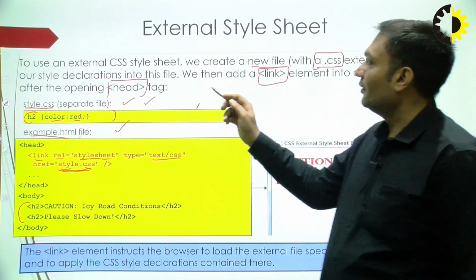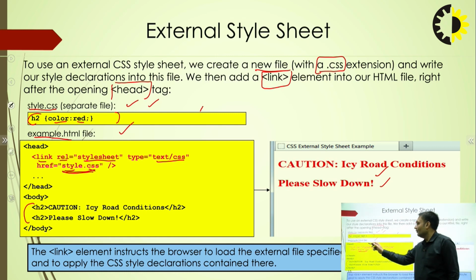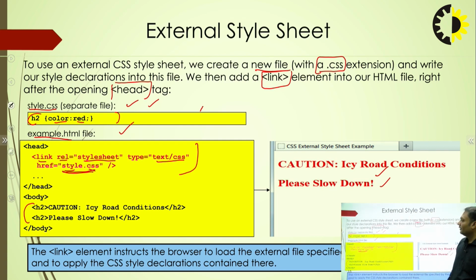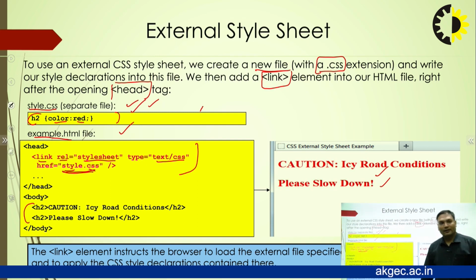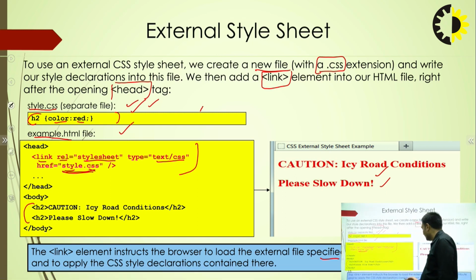Now, the advantage of this external CSS, external style file, is that if we want to change a different HTML page as well, then we can apply all the CSS rules that are written inside this style.css. We will just add this code inside the other HTML file. So other HTML files will get changed accordingly, following the rules written inside this CSS file. So this is the benefit of external CSS. And the link element instructs the browser to load the external file specified by the href attribute and apply the CSS style declarations contained there. So in this way, external CSS works.